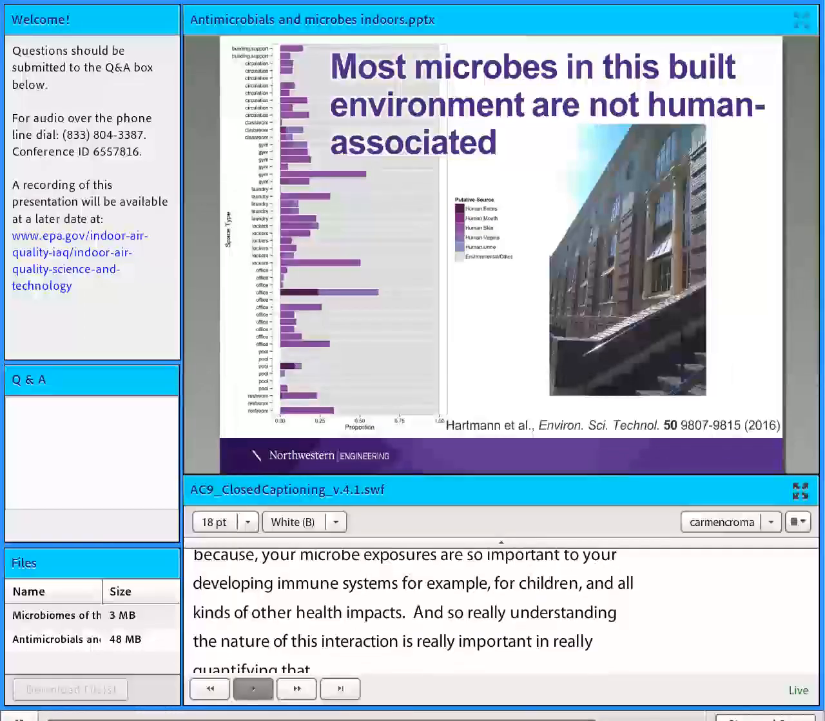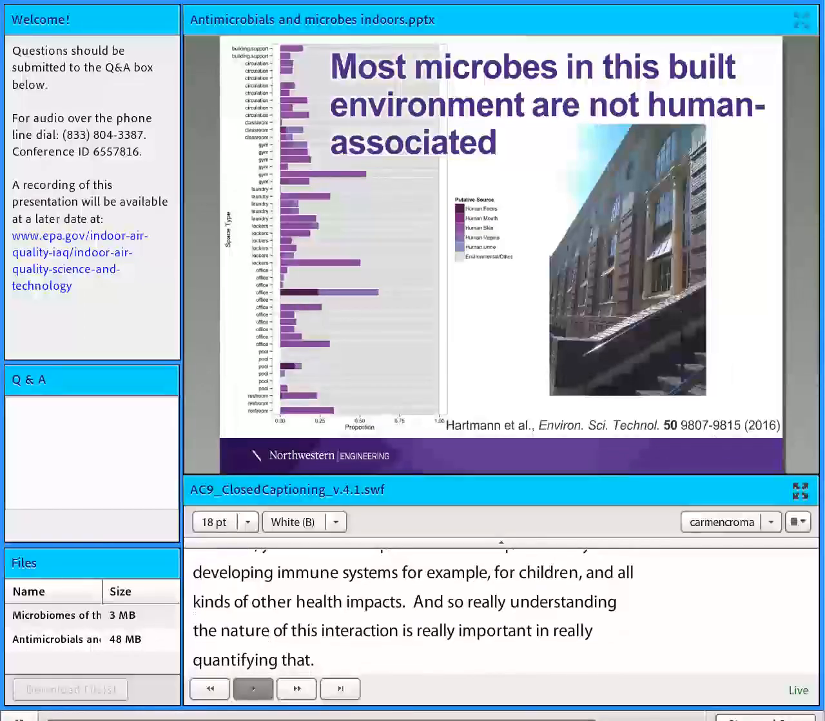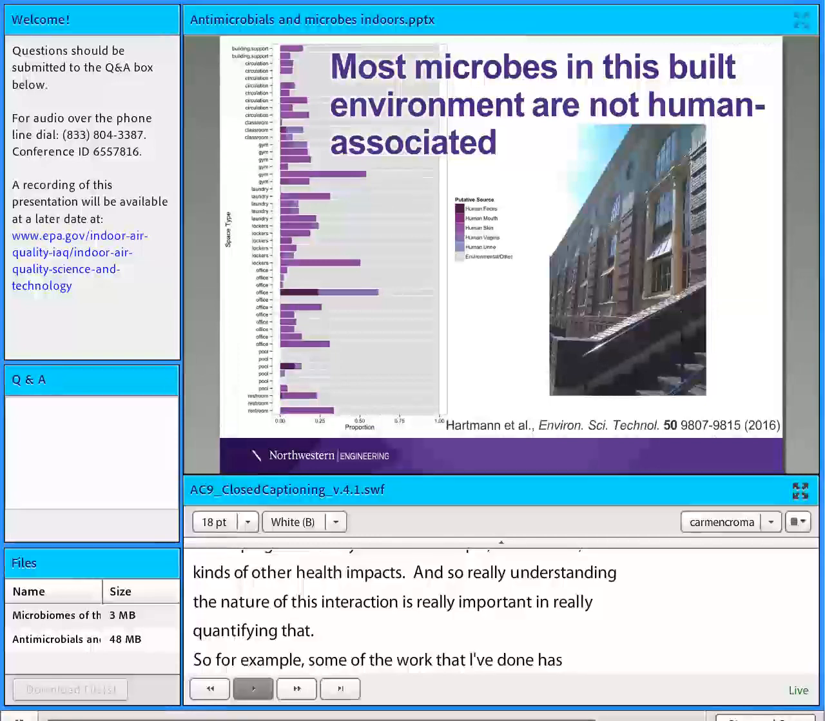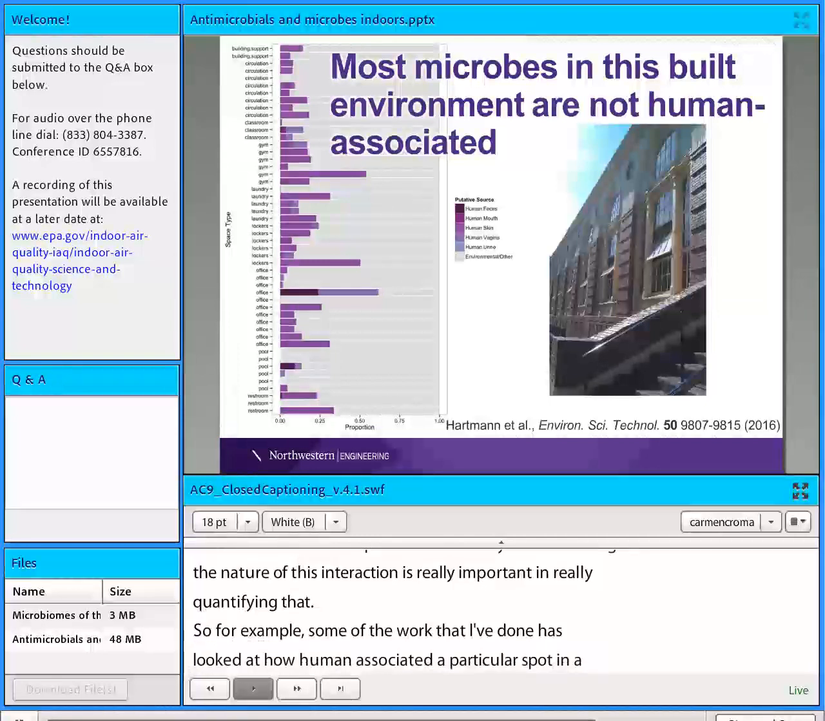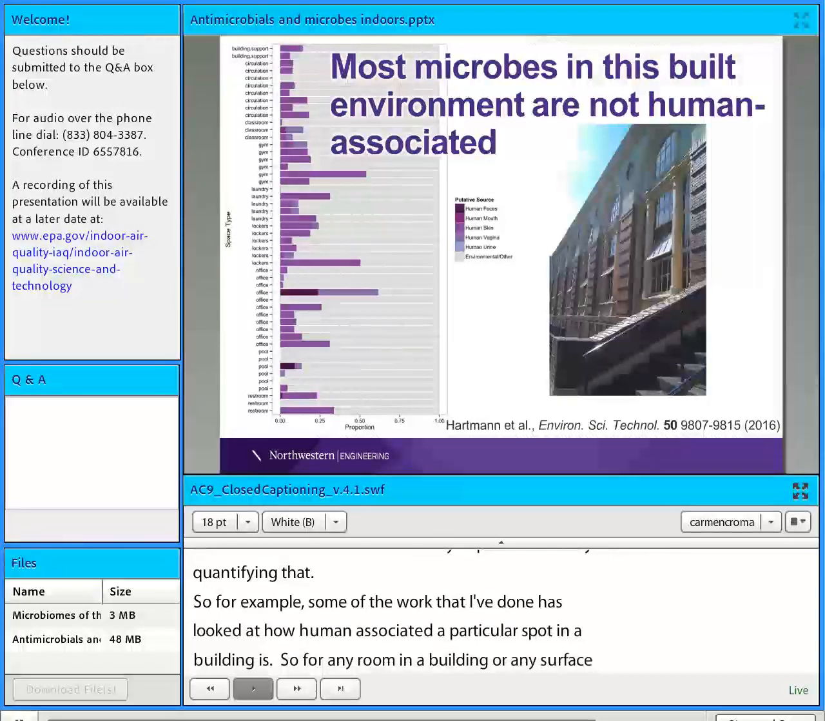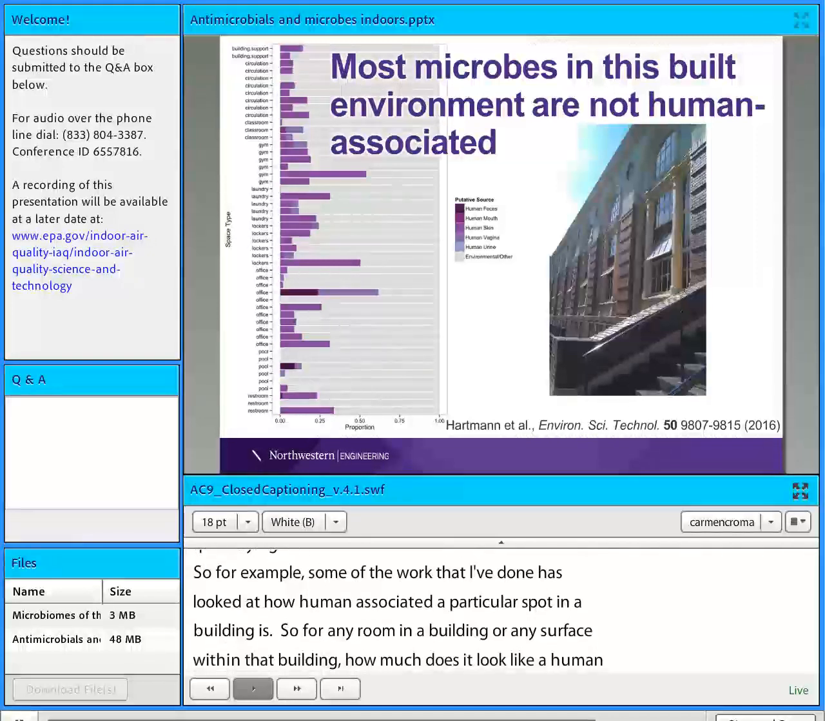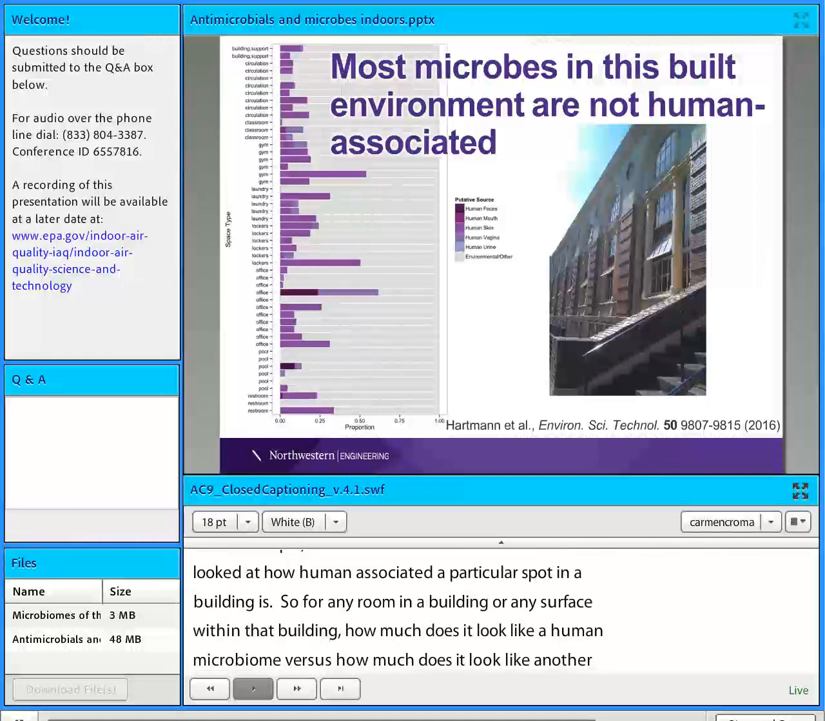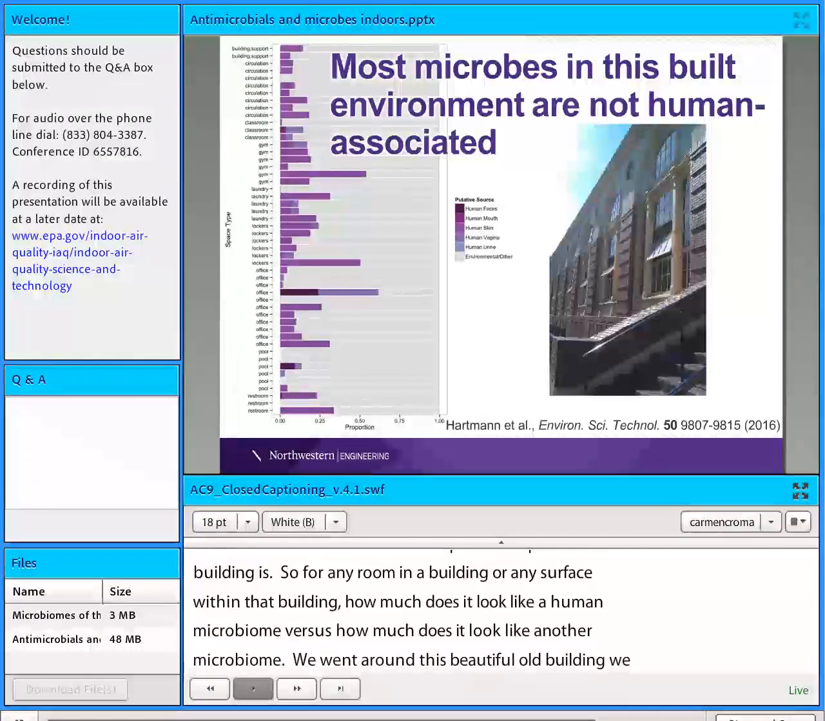So, for example, some of the work that I've done has looked at how human-associated a particular spot in a building is. So for any room in a building or any surface within that building, how much does it look like a human microbiome versus how much does it look like another microbiome? And so, for example, in this study, we went around this beautiful old building and collected dust samples from lots of different spaces within that building.